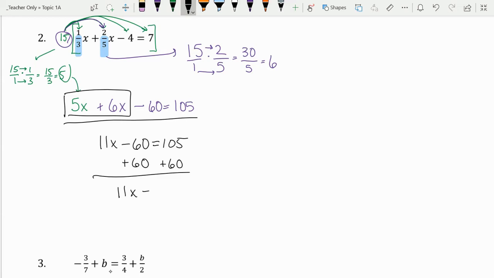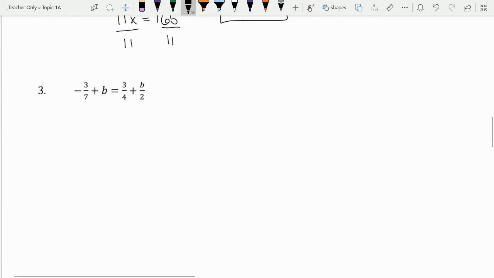So we get 11x equals 165. And then we're going to divide by 11. And we're going to get that x equals 15. Okay, so let's try another one.